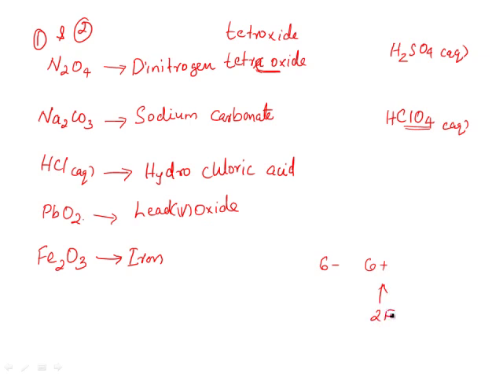2 Fe's. Fe2 means there are 2 Fe's, correct? So 6 positive charges should come from 2 Fe, which means what should be the charge of 1 Fe? How much will 1 Fe contribute? 3. So you put 3 in parentheses and then you write oxide. Once we do this, you can look at the reverse process also. That is, if I give you the name, how do we write the formula?